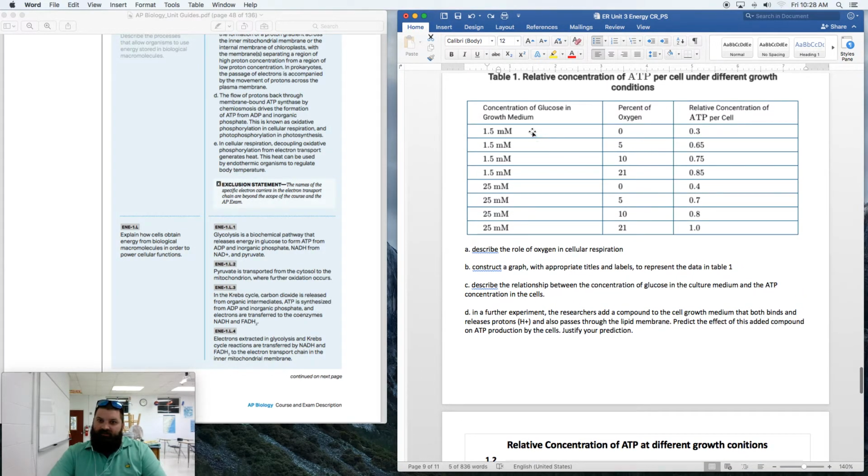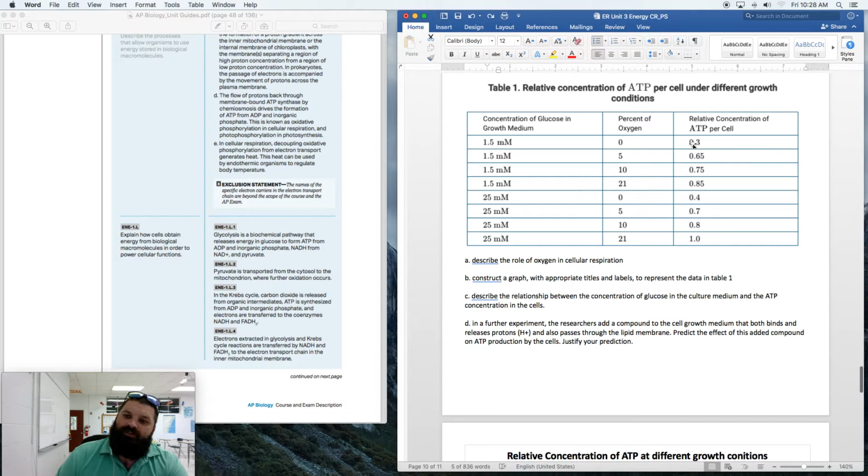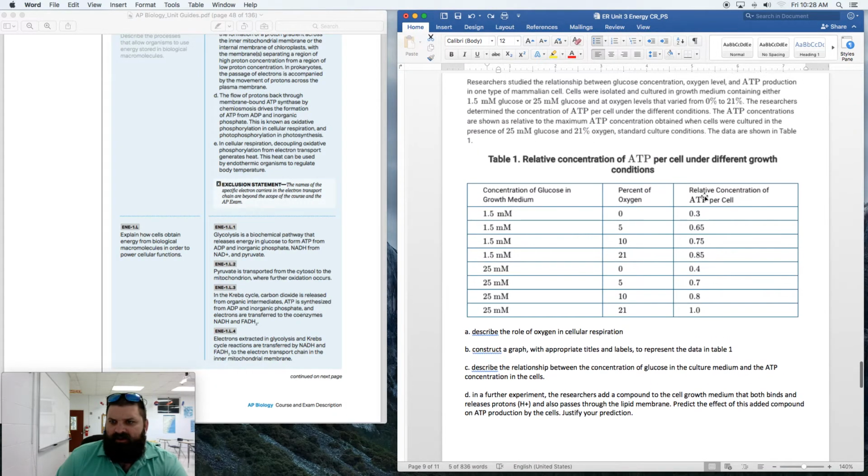And so here you have 2 separate conditions, which are the 2 separate ones, and this is going to be the x-axis, because you kind of have 2 separate independent variables. And here is your graph, the percent oxygen at the different sugar levels. And then your dependent variable is going to be your right-hand column, which is going to be what they measured. Remember, it says up here that the researchers determined the concentration of ATP per cell under different conditions. What is being measured, what is being determined, that is your dependent variable, and that is your y-axis.